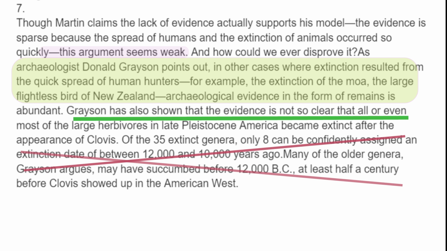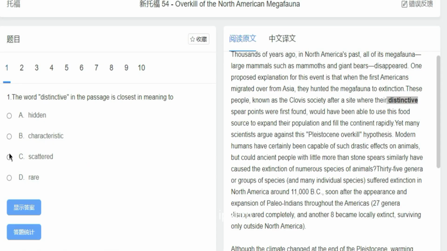So the summary of this passage is that the passage presents the Pleistocene overkill hypothesis as an explanation for the extinction of North American megafauna. And then the hypothesis is supported by Martin's computer model, but it faces challenges due to the lack of strong archaeological evidence. Now let's look at the questions.